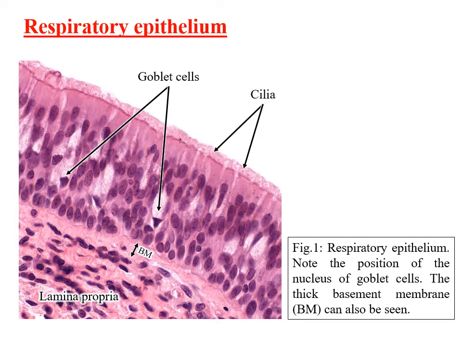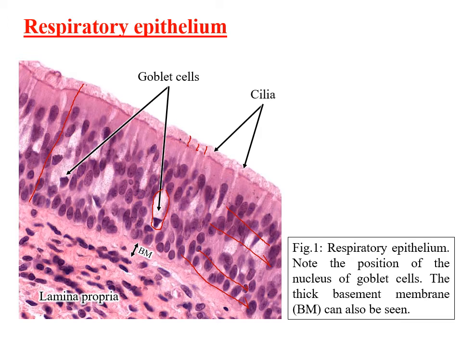Start with the respiratory epithelium. Respiratory epithelium is a pseudostratified columnar ciliated epithelium. And as you know, the nuclei appear at different levels. We have cilia on the surface, and of course we have goblet cells. These are the features of this epithelium.